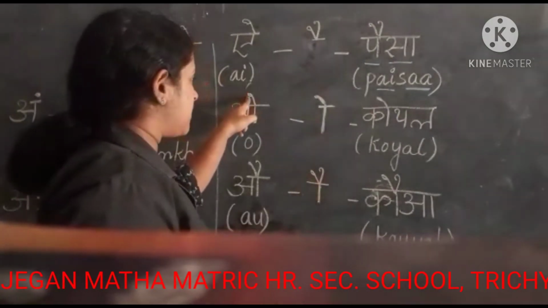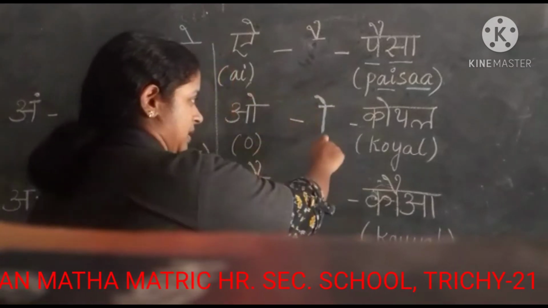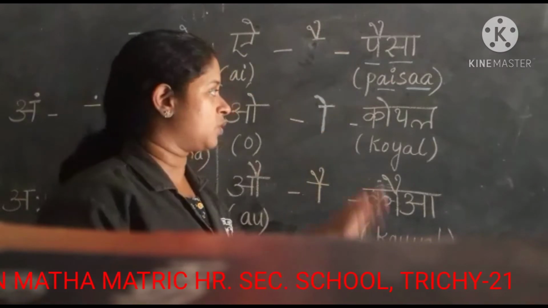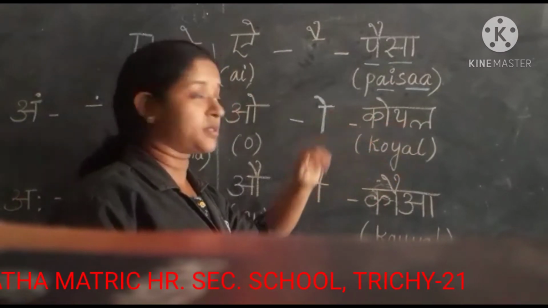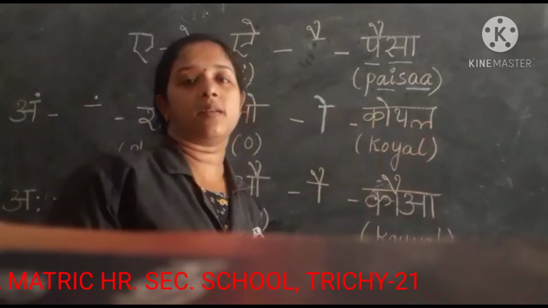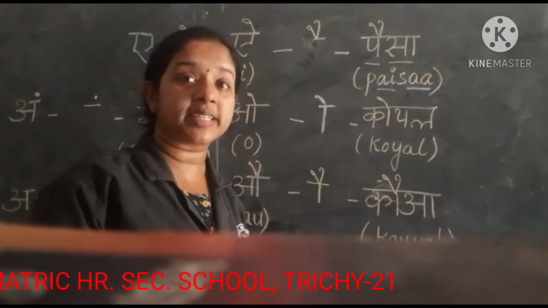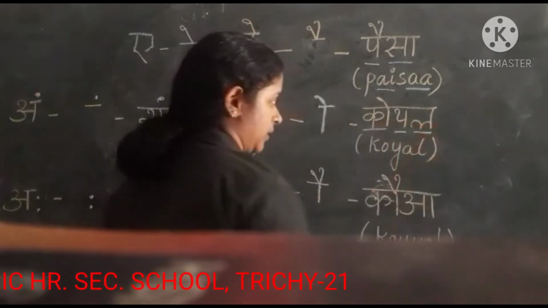The O is having one symbol, no, that same symbol is used here. Okay, so this is the symbol of O. So here I have written one word using the symbol of O. So how will I pronounce it? As Koyal. Actually, it is a three-letter word.